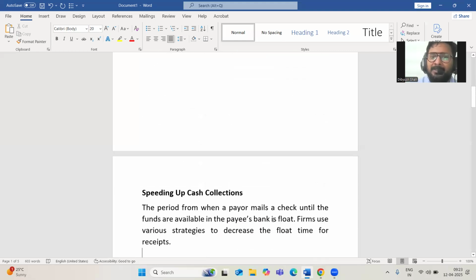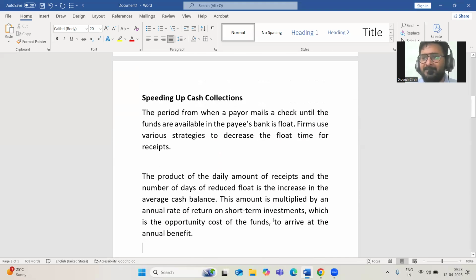Now, companies generally have two strategies. First, they want their cash to come in quickly. So whatever cash is receivable, they want it to come as quickly as possible.